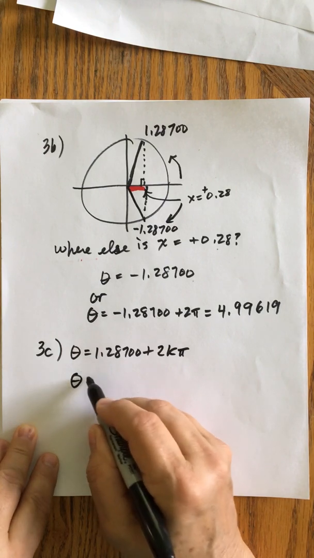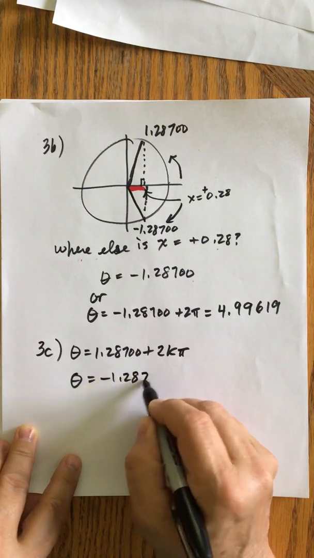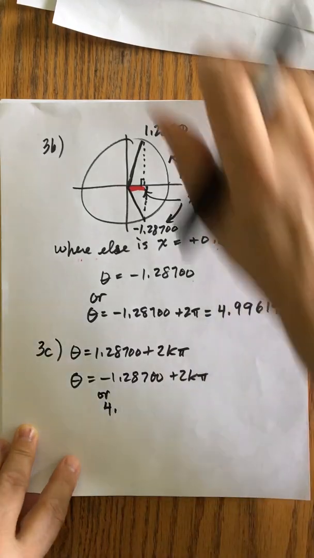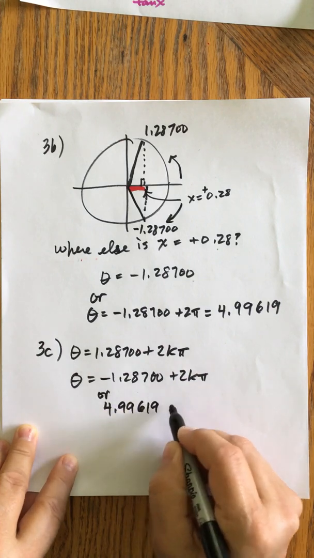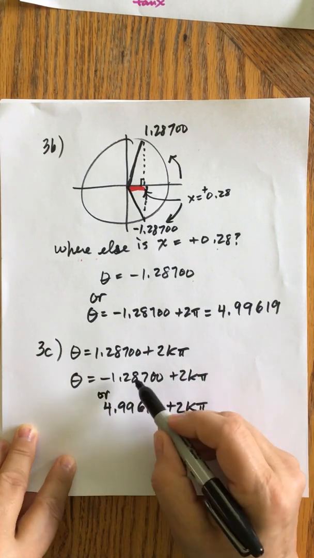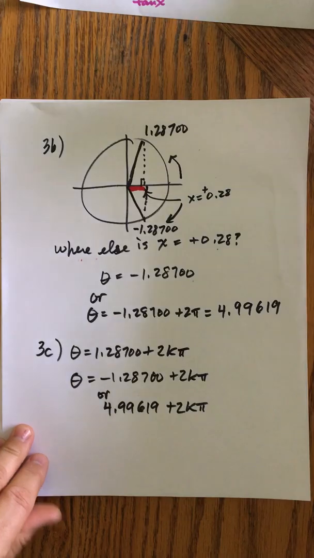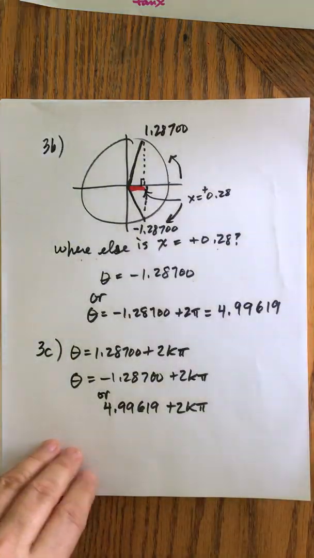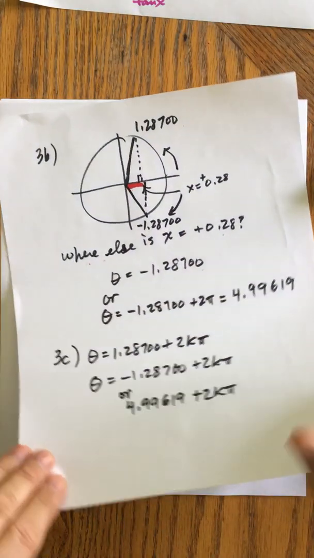And then you also want theta equal to the second set of solutions, which was either negative 1.28700 plus 2k pi, or you could say 4.99619 plus 2k pi. So these two are going to give me equivalent solutions. All right, so that's this part up through 3C. And then 3D is to input integer values of k to find solutions in the specified interval. So if we go back to where I started with the 3 questions, if I only want solutions from 0 to 2 pi, let's go ahead and do that.